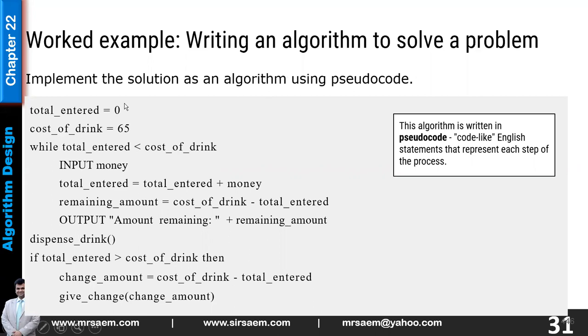Yes, sir. Yes, so we have done the variable declaration. You know, we have to declare the variables. Why do we have to declare the cost of drink? Because this is one of the important variables which we have to keep track of. We need to compare this variable with the total entered. If the total entered is equal to the cost of drink, this is where our algorithm can break. So comparing these two variables is important.